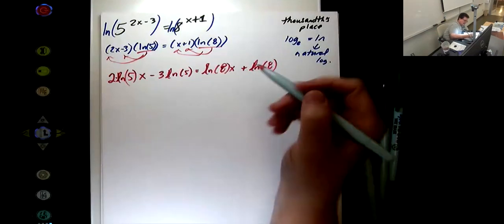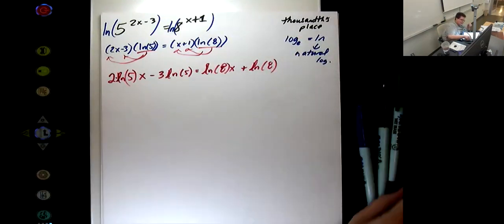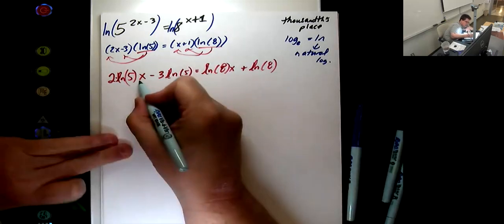It's fucking good shit. All right, so we got x's. These are the things we want to get together on one side.